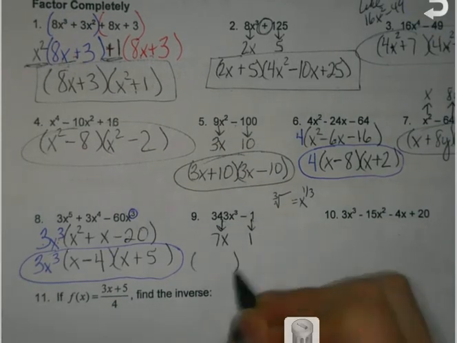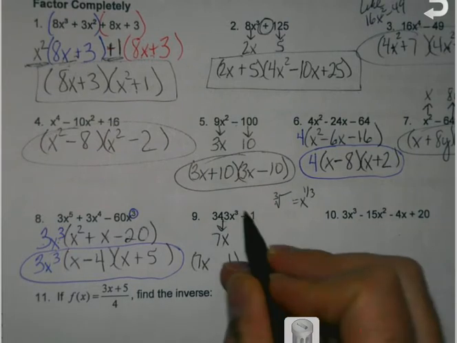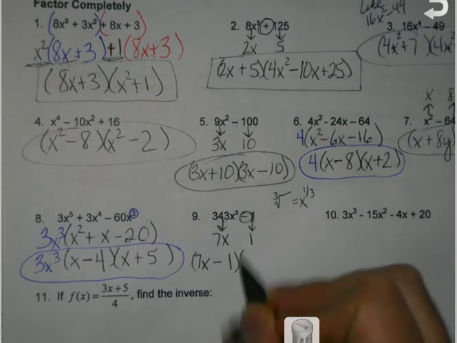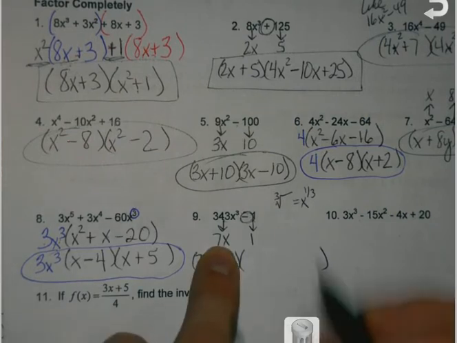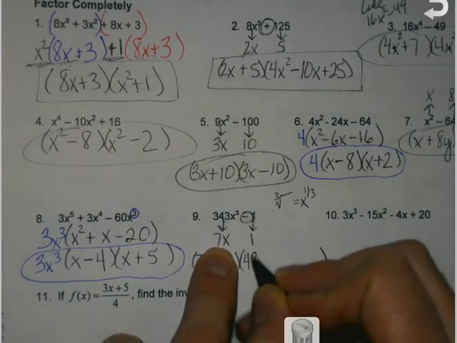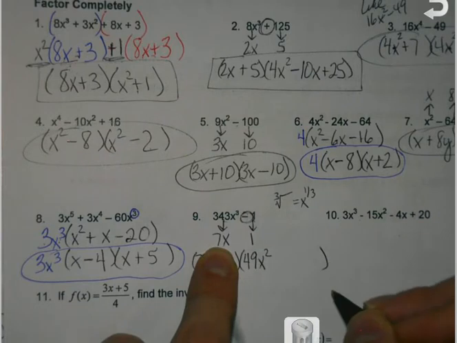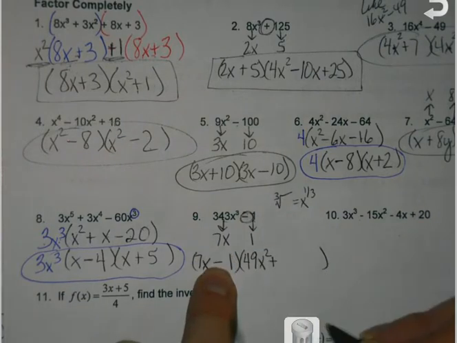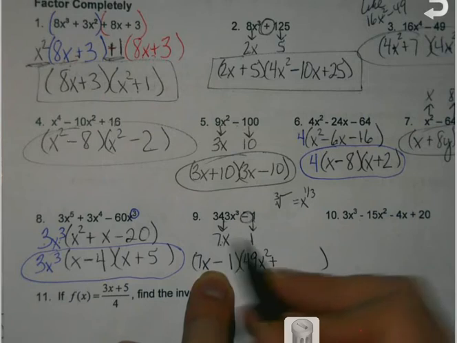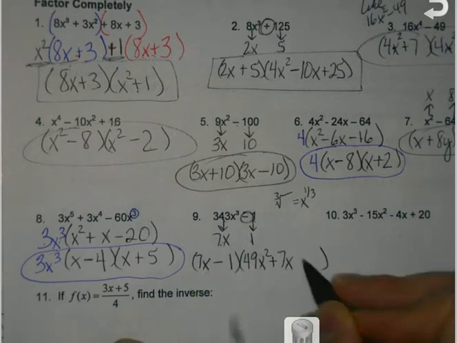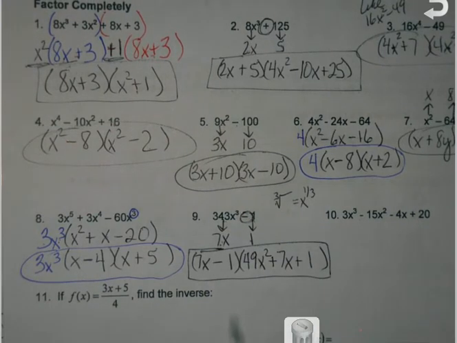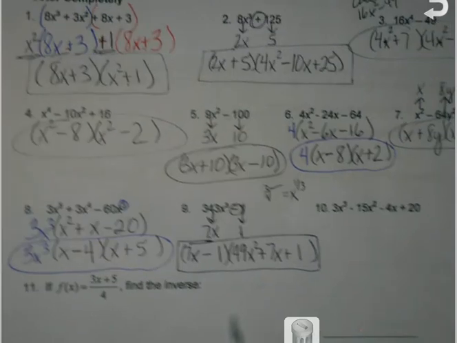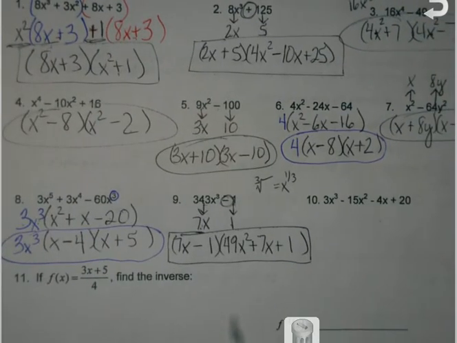So here we go. 7x, take the sign in the middle, and here goes the pattern again. Square my first term, the 7 and the x. Change signs. Multiply the two terms together. Square my last term. Good to go. But you've got to know the pattern. If you don't know the pattern, I'm not going to be able to help you much.